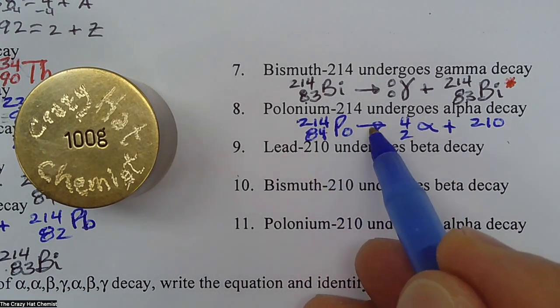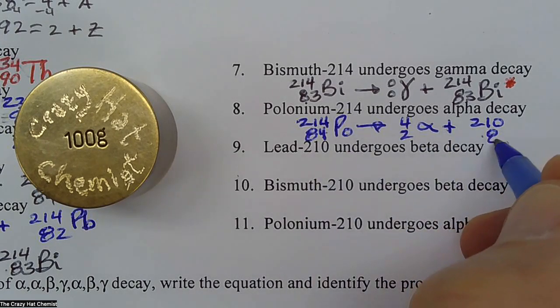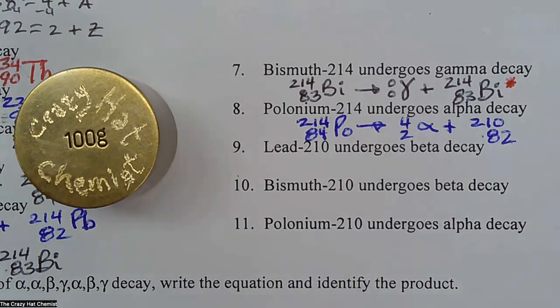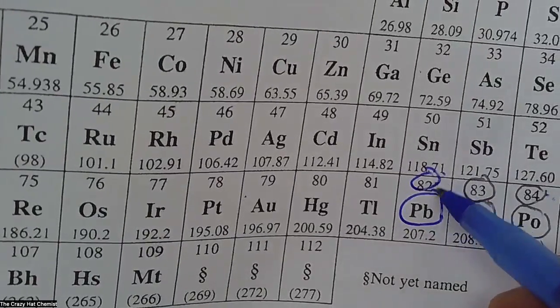And then 84 is equal to 2 plus Z. We're going to subtract 2 on both sides. We get 82. And so now this one, we need to find element number 82. And we've done this one already before as well. 82 is Pb.